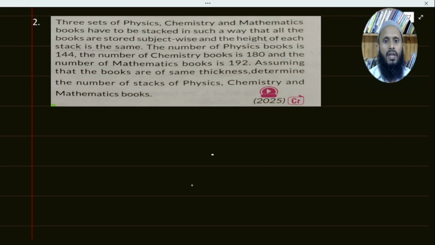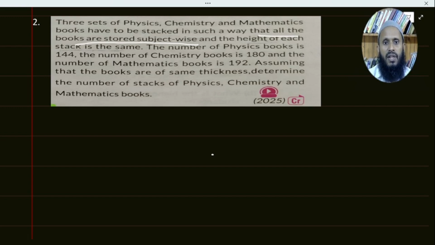Okay. This is also another application of HCF. We will try to solve this. This is similar to the question which we have seen earlier. I will tell you the 3 conditions. See, first condition, all the books are stored subject wise. Okay, that means there should not be any mixing up of the 3 textbooks, just like there shouldn't be any mixing up of subject teachers, which we have seen earlier. Same way, here you should not mix up the subject wise books.